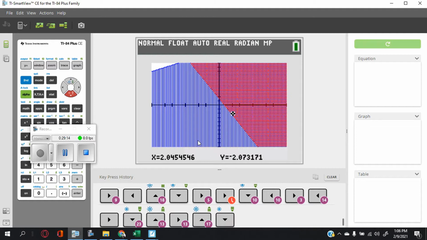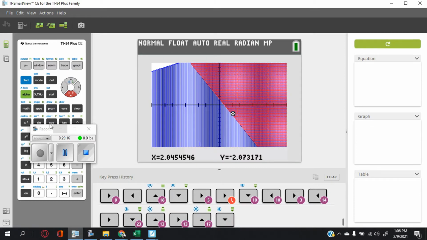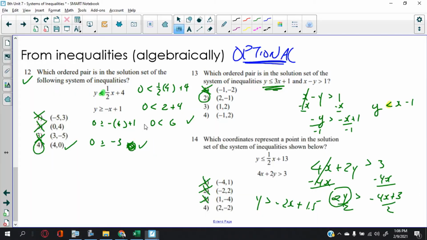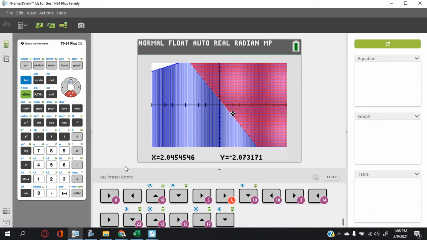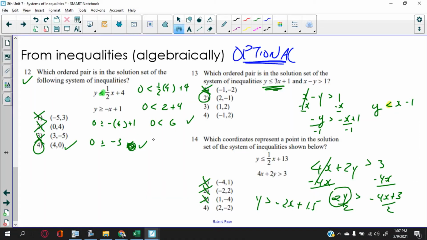Now, you might say, well, Mr. Ring, it's on the red line, but the red line's greater than, and it's not on the red line. If you zoom in, it's not there. Okay? So, by a very, very close call, it's choice 4.